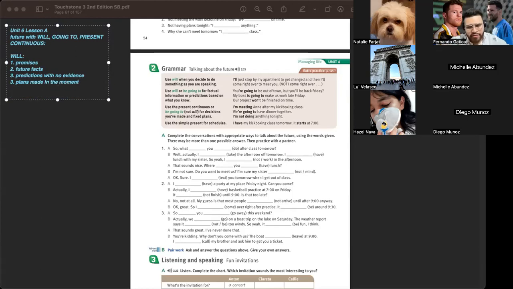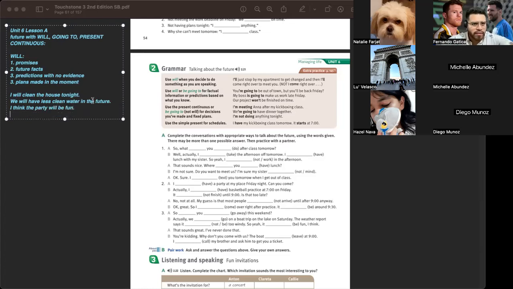An example of a promise is, I will clean the house tonight. It's a promise. A future fact: we will have less clean water in the future. A prediction with no evidence: I think the party will be fun. Prediction with no evidence. And plans made in the moment of speaking.